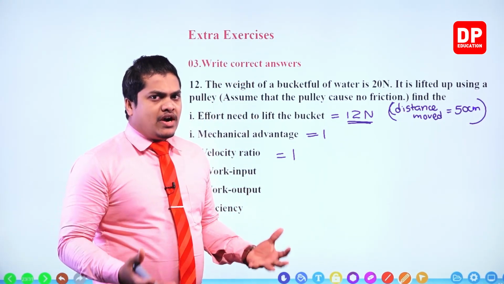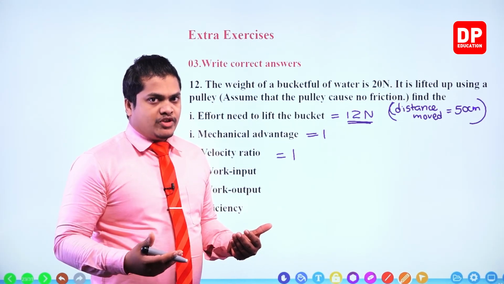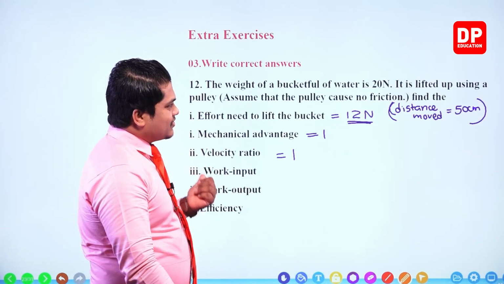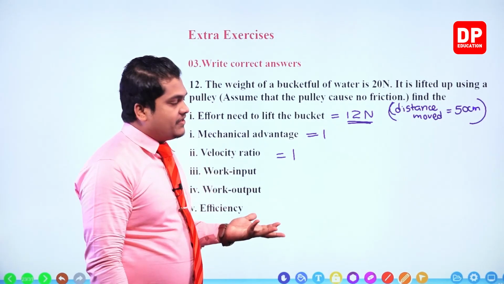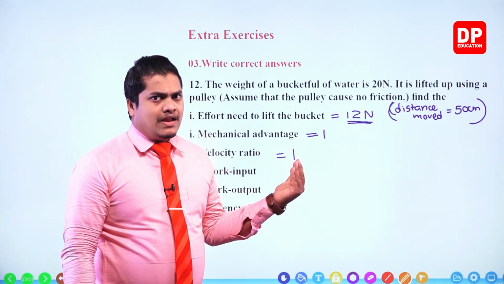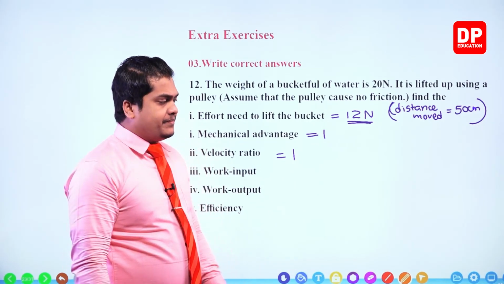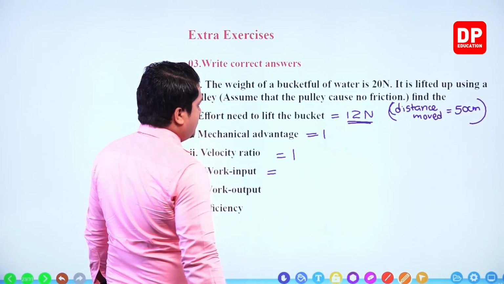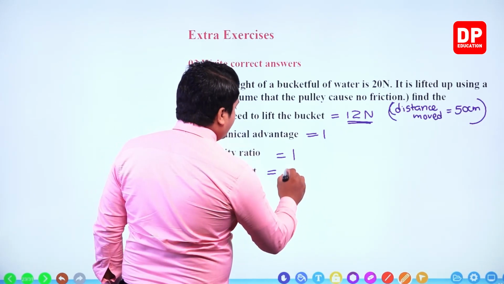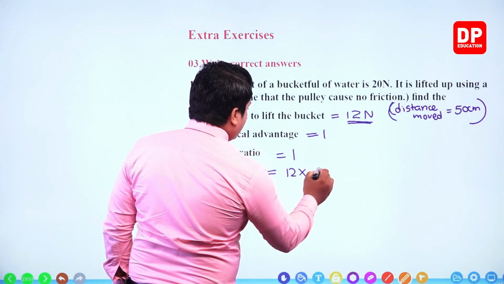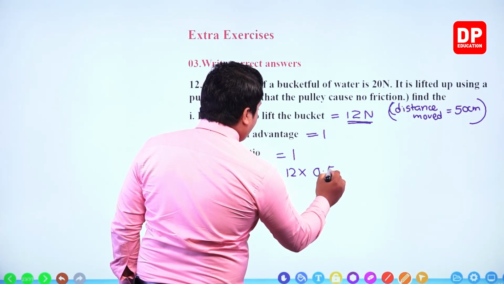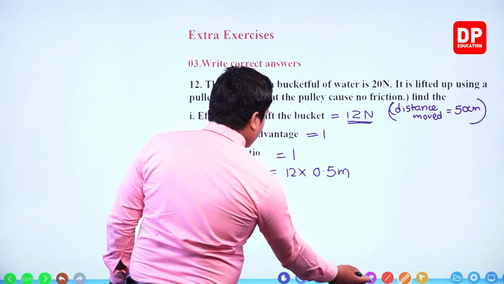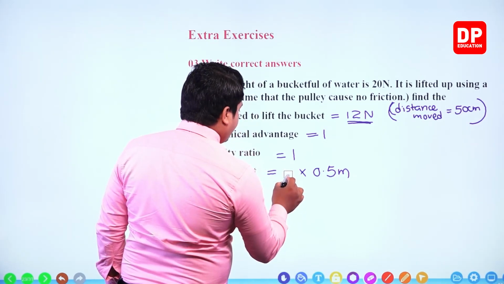Usually when you are taking a question, you are given the distance which has been moved. But however, if they have not given it, you can take a value like this, then you can simplify. So the work input, very simple, my dear children. Input work is equal to 12 Newton into 0.5 meters, right? 12 Newton into 0.5.